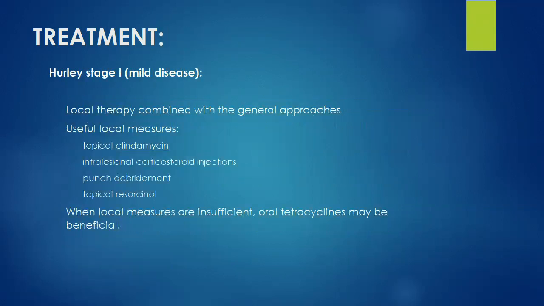Early stage 1, mild disease. Local therapy combined with the general approaches is the preferred treatment of mild HS. Useful local measures include topical clindamycin, intralesional corticosteroid injections, punch debridement, and topical resorcinol. When these measures are insufficient, oral tetracyclines may be beneficial.